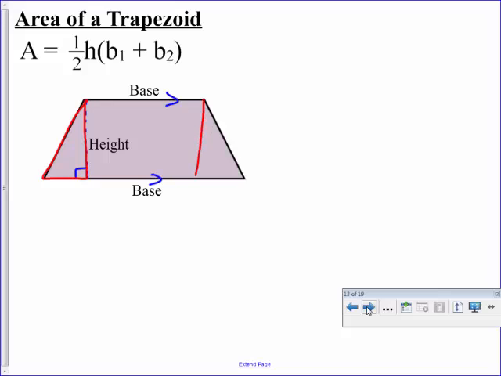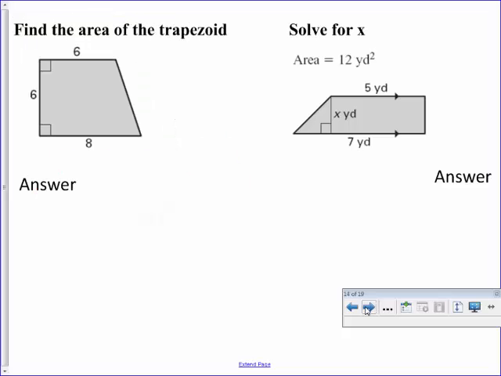Also, you could drop the altitude from here and you get another right triangle. You can have a rectangle or a square inside here. So just pay attention to what numbers they give you, and we'll do an example of that. First one, just plugging it in, area equals 1/2 height, B1 plus B2.